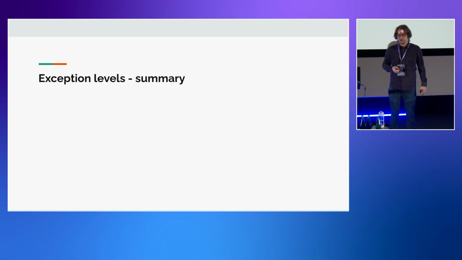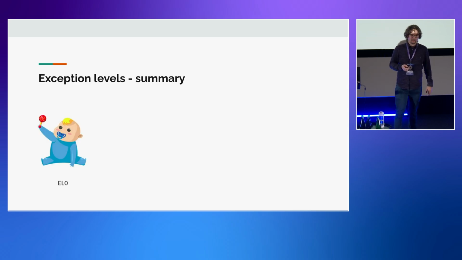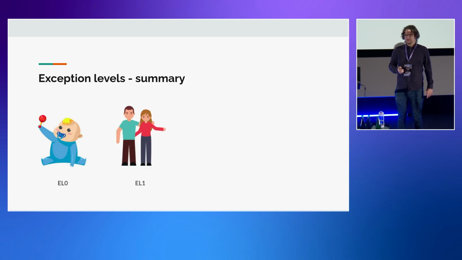And as a summary of exception levels, we can say that EL0 is like a baby, because a normal baby does not have many rights, cannot do much on its own. And EL1 are the parents, because when a baby, a child, wants to play with hardware, like Xbox, it has to ask the parents for permission. And this is the same. User space application has to ask the kernel for permission.